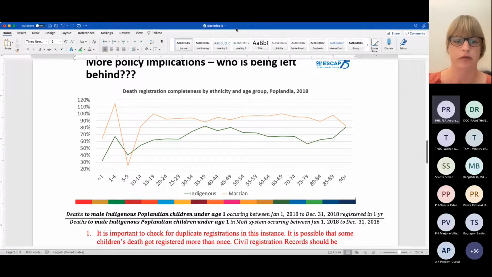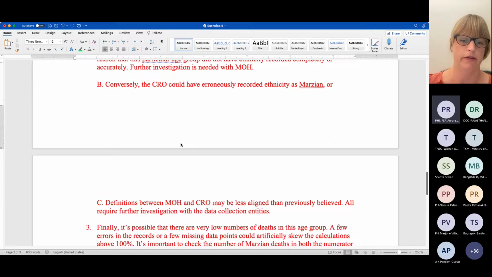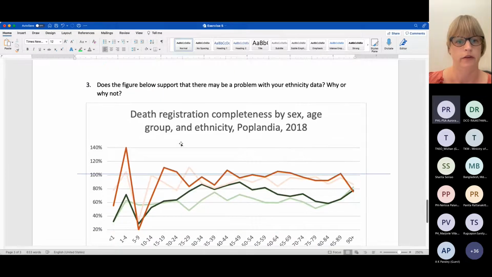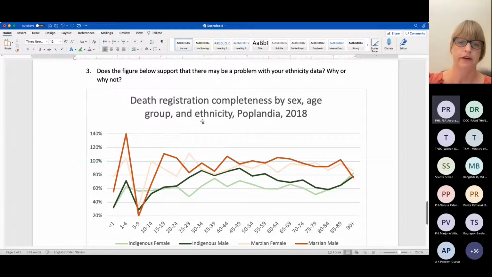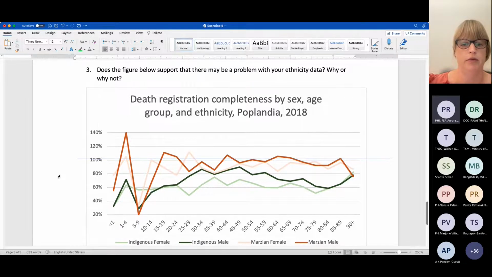Let's go to the next one, because this kind of builds on this completeness. So here's another figure below. Does this figure below support that there may be a problem with your ethnicity data? We're looking at the completeness again from above, and we think one of the factors might be the ethnicity data. If you look at this graph, does this also support your finding that there might be a problem with the ethnicity data? Why or why not? So we'll go on to our next Jamboard slide. I'll just give you a couple of minutes to post your thoughts.